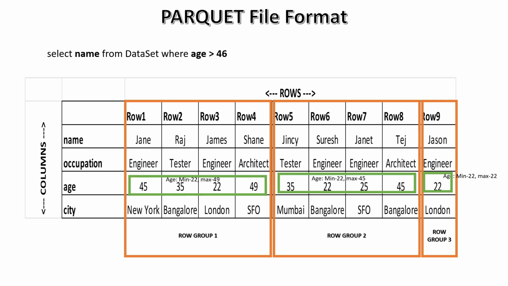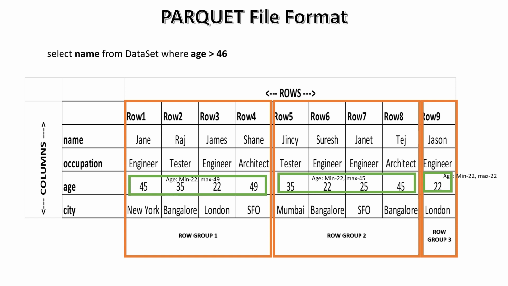Let us see what's the benefit of using the Parquet file format. We know that metadata is stored with column chunk, page and file. In column chunk, there are 2 more values stored. Those are the minimum value in that column chunk and the maximum value in that column chunk. In this example, we can see that row group 1 age has minimum value as 22 and maximum value as 49.